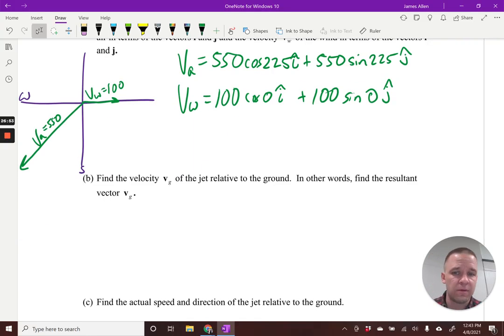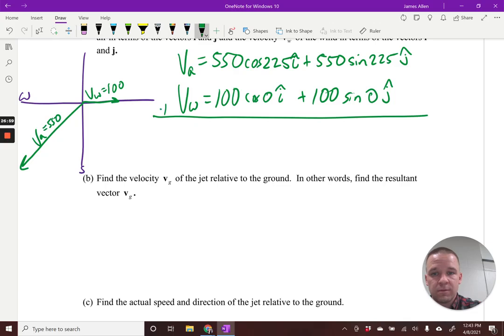It says find the velocity relative to the ground. In other words, find the resultant vector. So we're going to take these two and add them together. Okay? So we add those two together. I think what we might want to do first is actually evaluate our trig values there. So cosine of 225 is negative root 2 over 2, and same with sine of 225, right? So the velocity of the aircraft is equal to 550 times negative root 2 over 2. I'm just going to jump ahead, and that's going to be what?